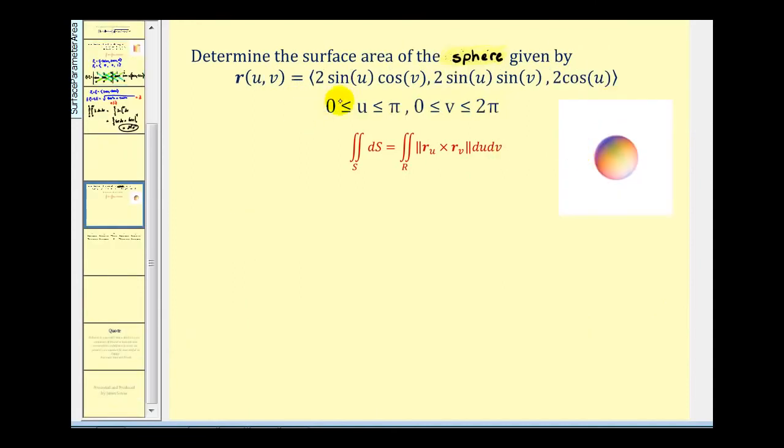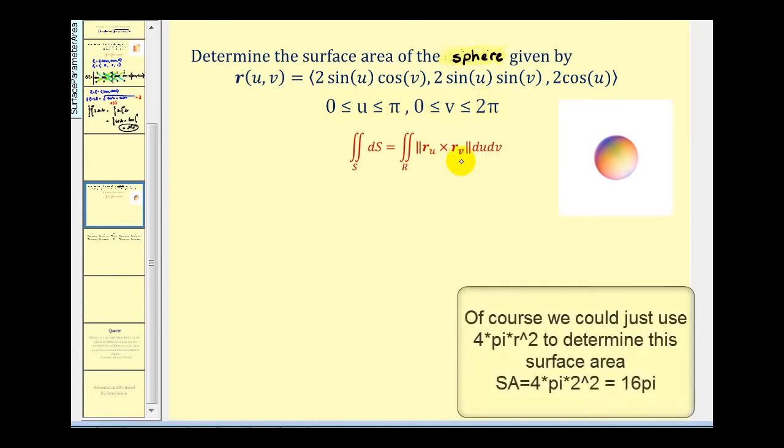Here we want to determine the surface area of the sphere given by the following vector valued function on these intervals for u and v. So again, we first need to determine the partial derivatives of r. So the partial derivative of r with respect to u is going to be 2 cosine u cosine v, 2 cosine u sine v, and negative 2 sine u.